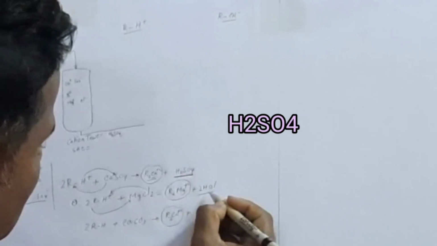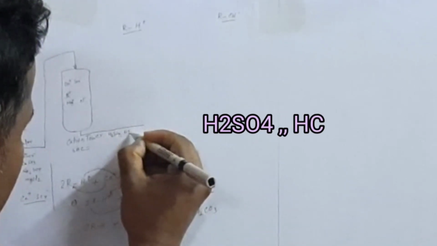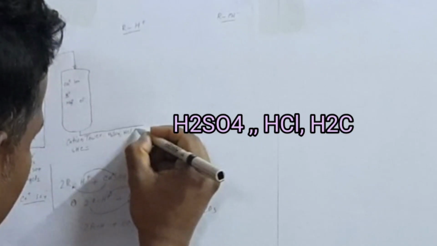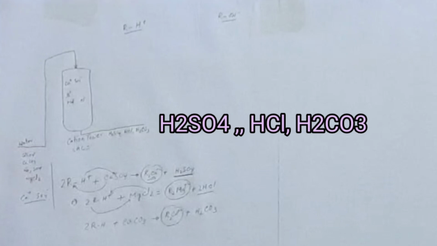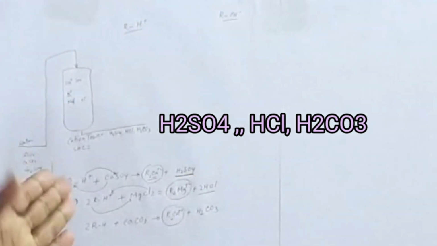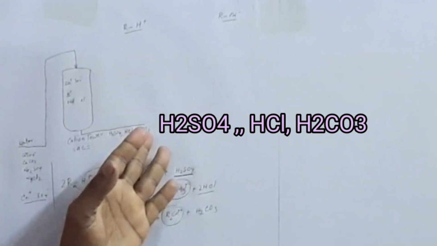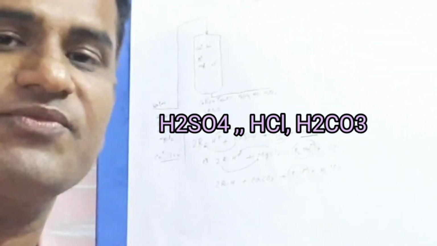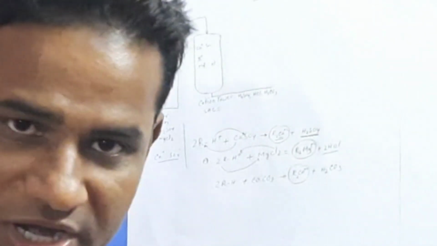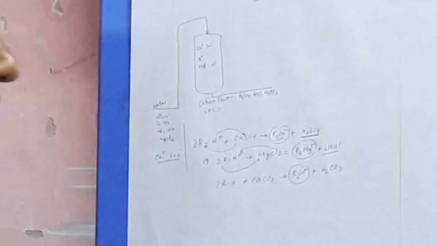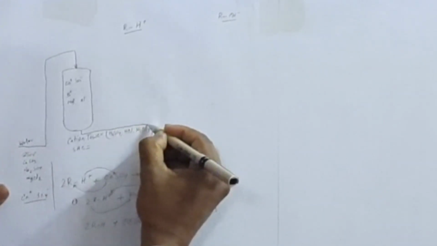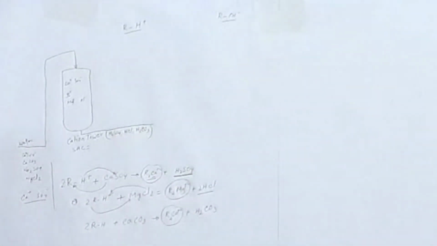Okay. Another one, which one? Hydrochloric acid. Another one, carbonic acid. So these three products will pass from the cation tower with water. So here is carbonic acid. Carbon dioxide is also harmful for the boiler tube or for the plant. So from this carbonic acid, we have to remove this carbon dioxide. After removing these three, it will go to the degasifier.